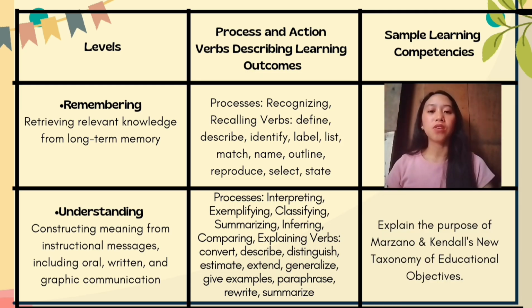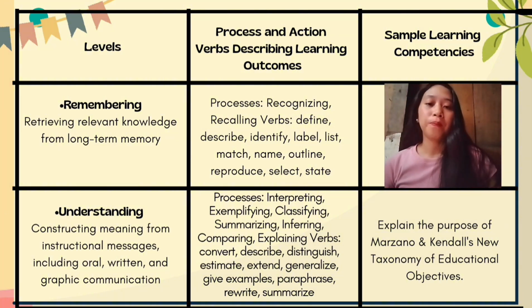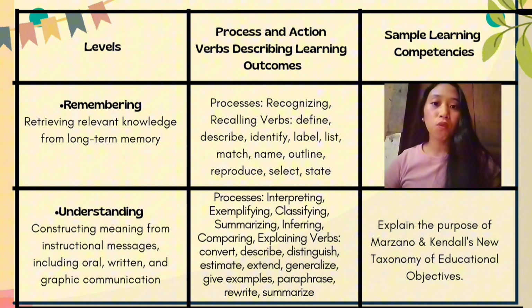Second level is understanding. At this level, learners construct meaning from instructional messages. Cognitive processes involve interpreting, exemplifying, and summarizing information, with action verbs like convert, distinguish, and explain. For example, explaining the plot of a novel studied in literature class.